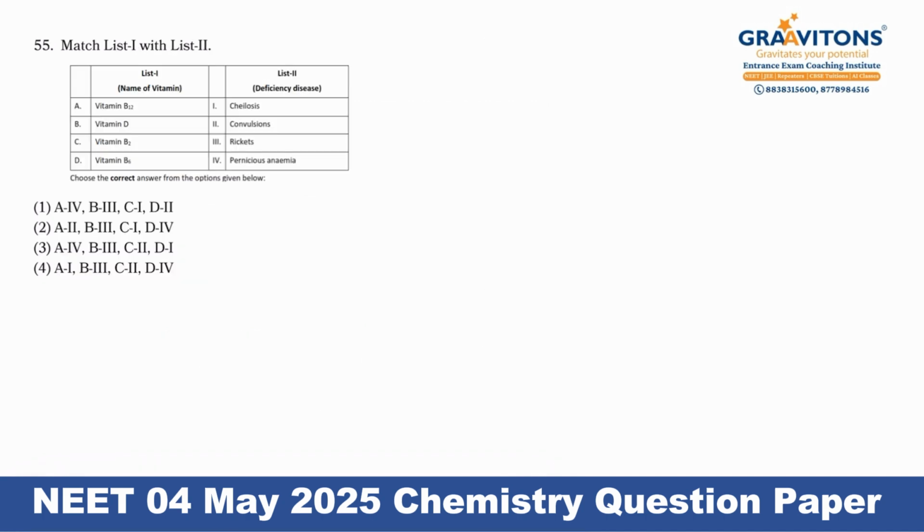And our next question is to match the list. This is a very direct question from biomolecules. We all know the deficiency diseases of the vitamins, and it is vitamin D which causes rickets in children and osteoporosis in women. So the correct option for B is the third one. For A, vitamin B12 goes for pernicious anemia, and for C, vitamin B2 goes for cheilosis, and B6 will lead to convulsions. So for this, the correct option is A4, B3, C1 and D2.